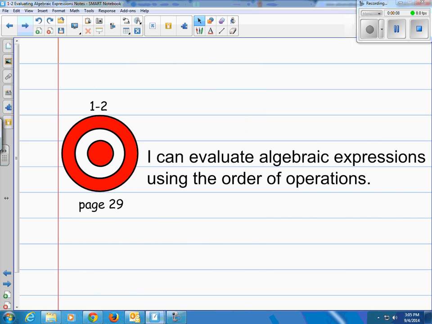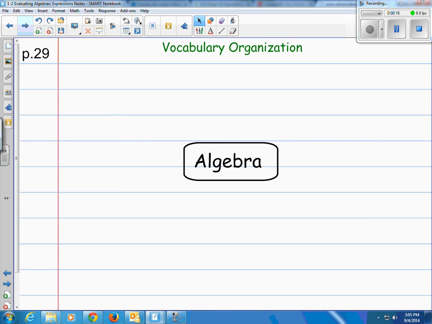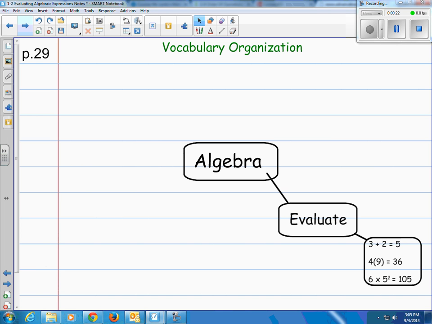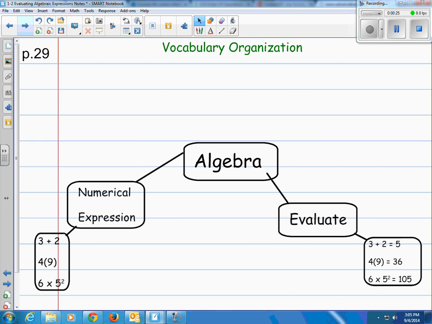Today's target: I can evaluate algebraic expressions using the order of operations, found in lesson 1-2 on page 29 in your book. First of all, let's discuss what we've done already. We've been talking about numerical expressions and the order of operations. You can see that down there on the left-hand corner. And then we've evaluated on the right side, actually taken the math and simplified, evaluated, and found our answer.